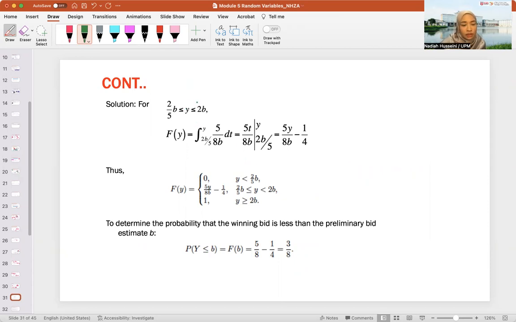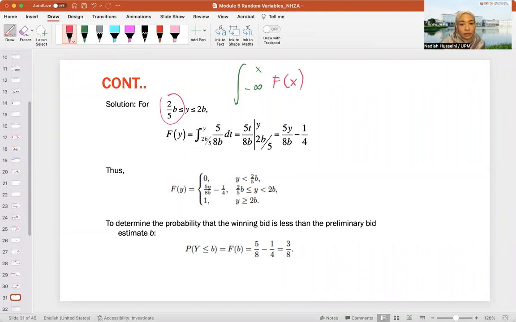Here we're trying to find out what is the cumulative distribution function, from minus infinity up to x, right? Because this is what we're trying to find for our cumulative distribution function. But of course, they skipped it here. They just straight away find out what is the lower boundary up to x. Remember, our density function is always lower boundary up to x. So if you're trying to find out the cumulative distribution function from 2b/5 up to 2b, you always only include the lower boundary. Always include the lower boundary only, okay?